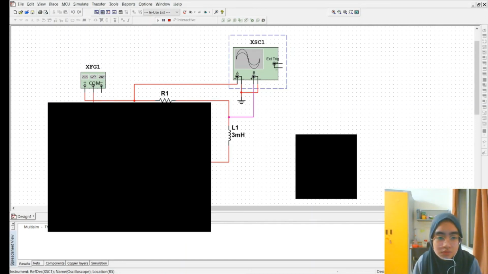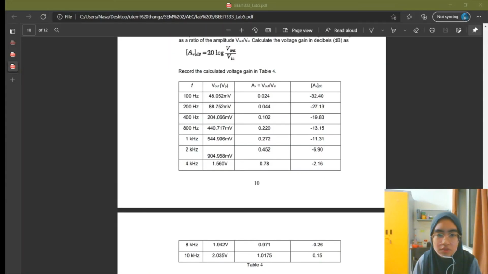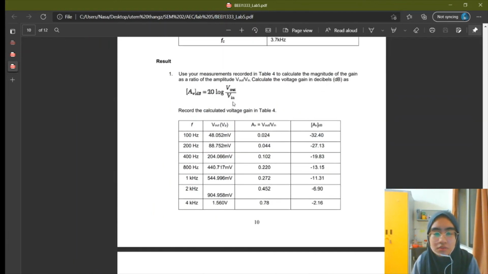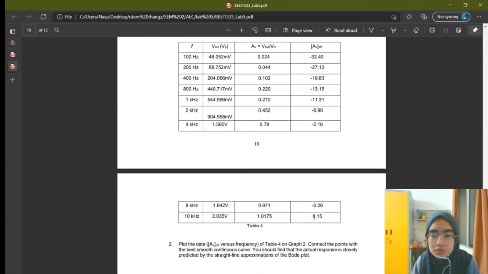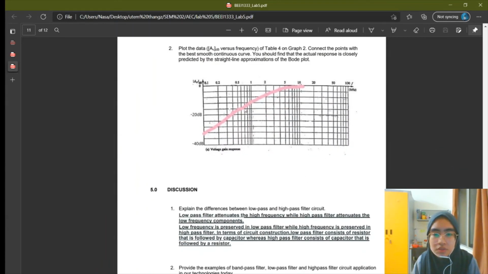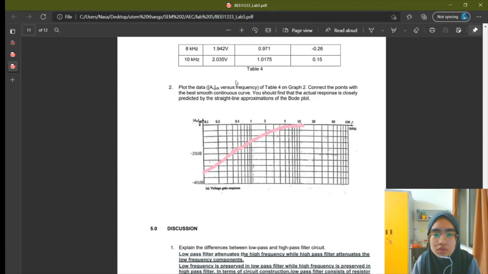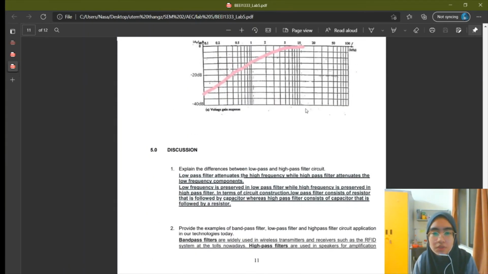Okay, so next, now using the V out, we calculate the V out divided by V in, 2 volt. So this is the result, and from there we use the calculator to enter this formula, and we got this result, mostly negative except for 0.15. So we've plotted the graph, the AV dB versus frequency, the dot plot.